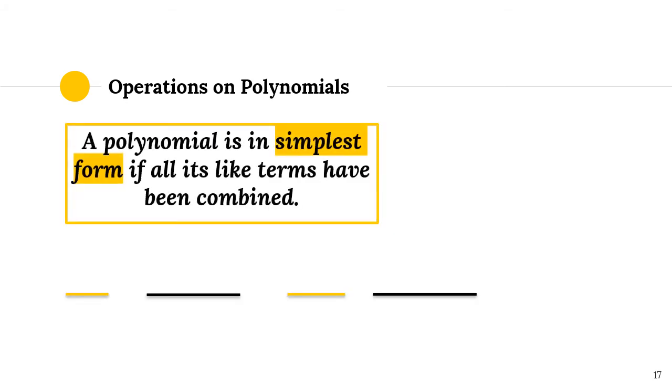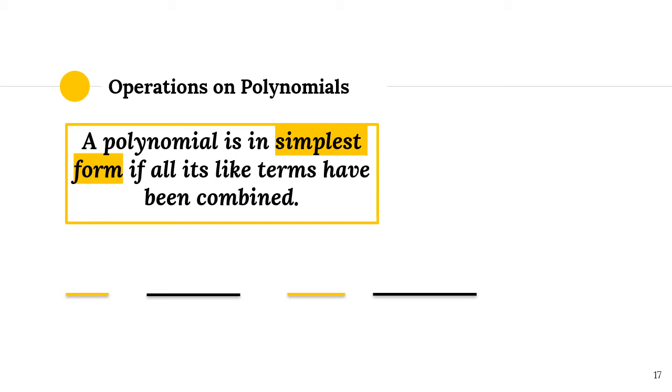Now, how do you use like terms? Why do we talk about like terms? Because we use the concept of like terms to convert a polynomial into its simplest form. So, how do you convert a polynomial into simplest form? You simply combine the like terms.